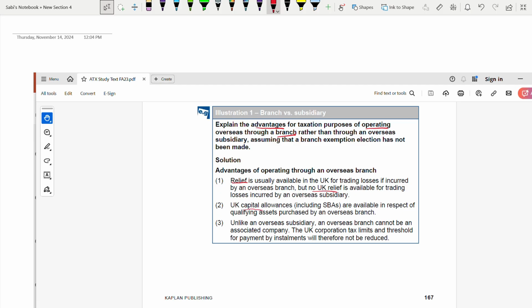Second, capital allowances. A UK branch is eligible for UK capital allowances, also including SBA. Third, an overseas branch cannot be an associated company. Therefore, a branch will not have an impact on the corporation tax limit, and the threshold for payment by installment will not be reduced by an overseas branch. So make sure that you know these three advantages so that you can write them in your exam.